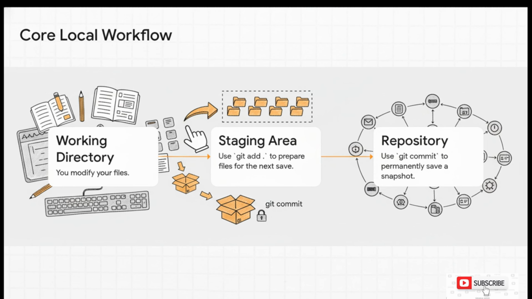And this is the rhythm you'll get into. First, you're in your working directory. That's just you, editing files, business as usual. When you've made a change you're happy with, you use git add to move those specific files into a sort of waiting room called the staging area. Then, when you're ready, you use git commit to take a permanent snapshot of everything in that staging area and save it to your repo's history with a little message about what you did.